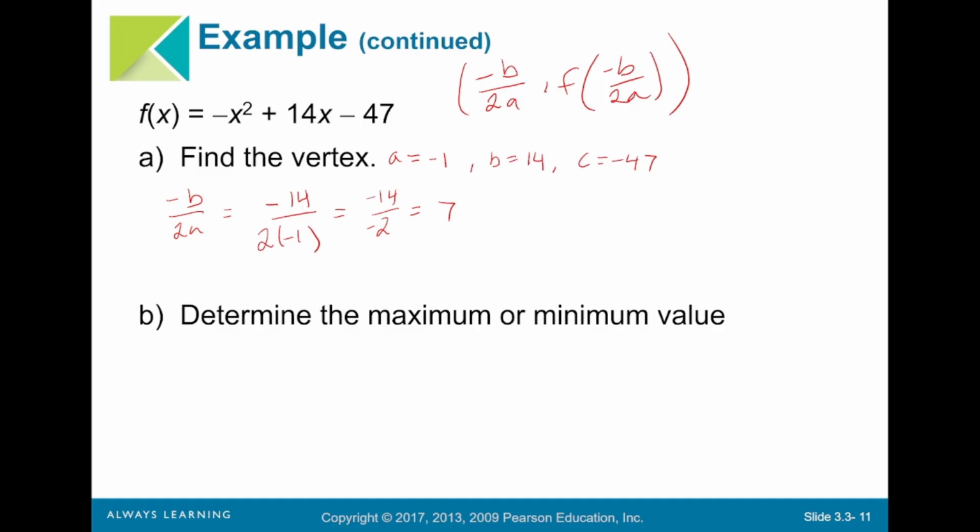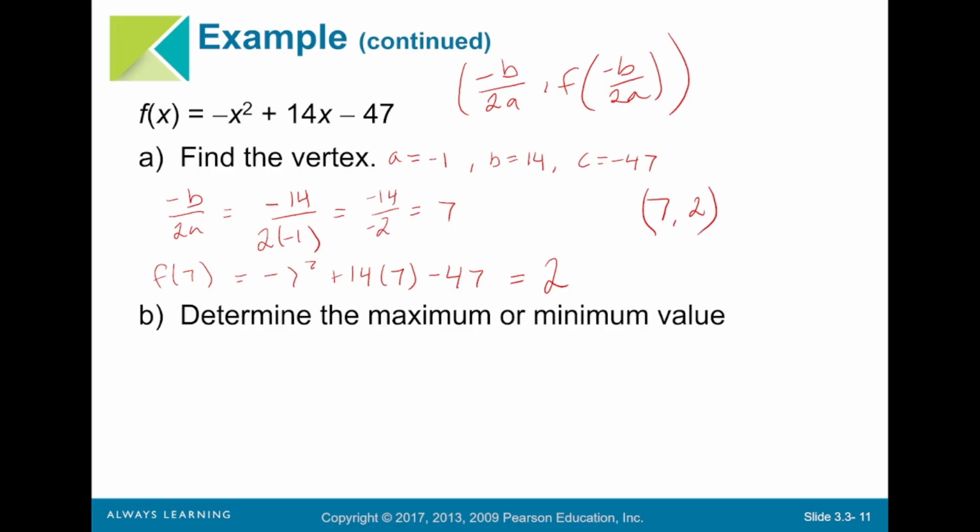If I plug 7 into this function, I'm looking at f of 7: negative 7 squared, plus 14 times 7, minus 47. And if we get that into our calculator, then we have negative 49 plus 14 times 7 minus 47. We have 2. So our vertex is (7, 2).